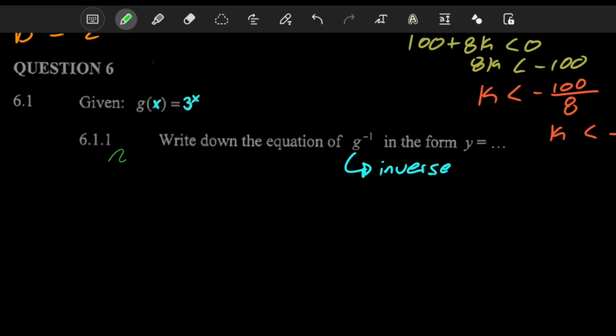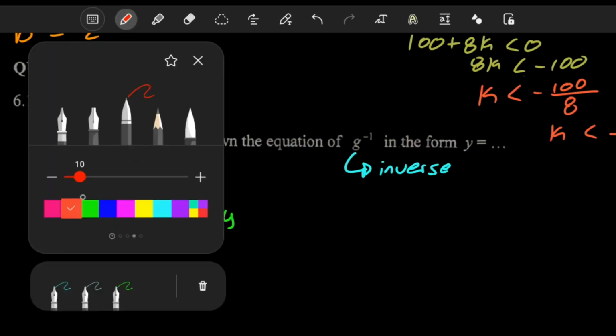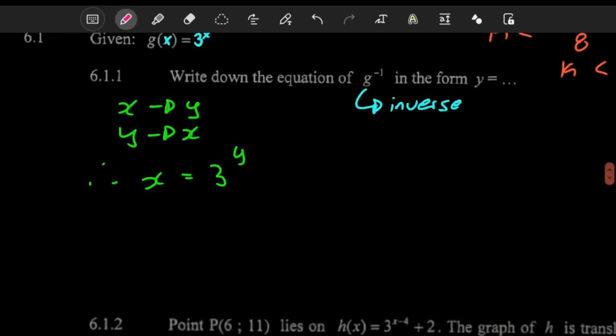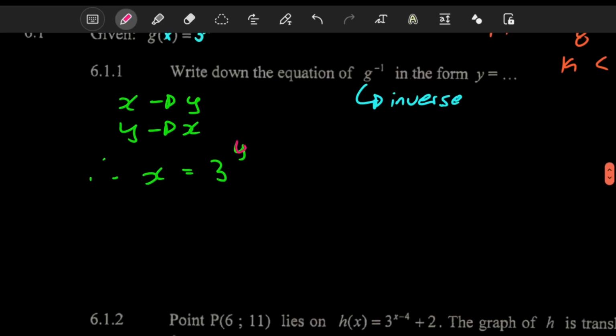So getting the inverse, we already said x becomes y and y becomes x, and then you just solve for y. Where y is, you make that an x. Where x is, you make that a y. Now, to make y the subject of the formula, you have to use logs. We use logs when we want to isolate an exponent.